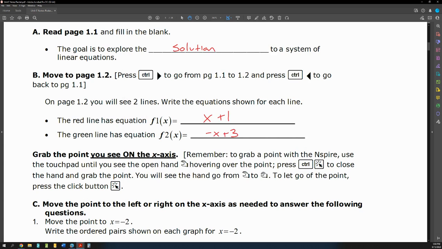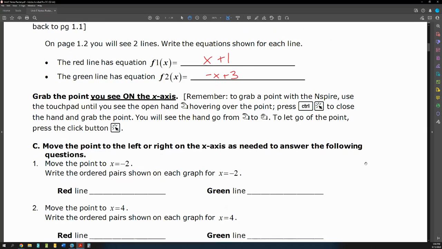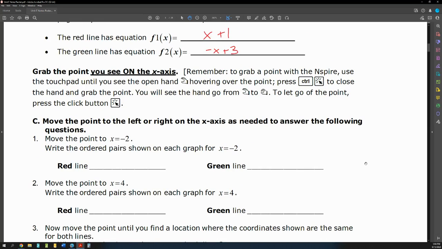Now here, it says to grab the point that you see on the x-axis. So on the x-axis, you can hover your open hand over the point, and press Control and then click on the center button to close the hand and grab the point. You'll see the hand go from open to closed. To let go of the point, you can just click the center button again. So let's go ahead and do that.